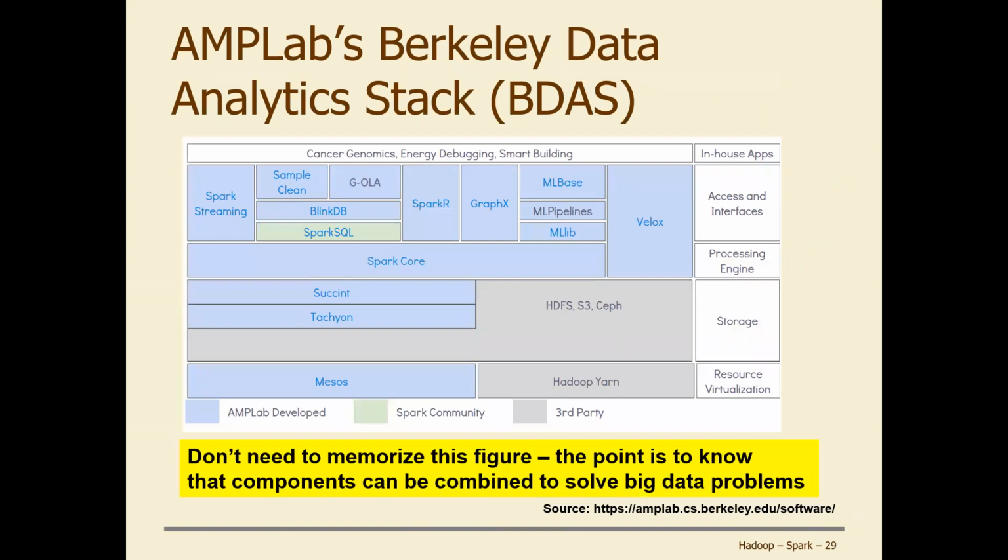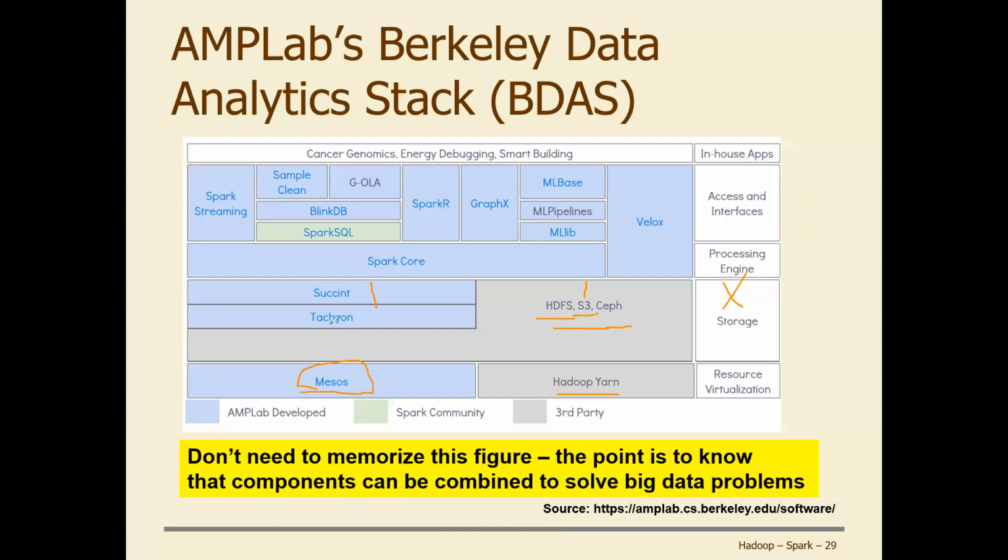You see, Mesos is a cluster manager for Hadoop. It's also very famous. YARN, we have already done that. HDFS is here. S3 is from Amazon. So these are the storage layer. Storage, obviously I can do HDFS. S3 is Amazon Cloud. I don't know about these two. These are the processing engines.